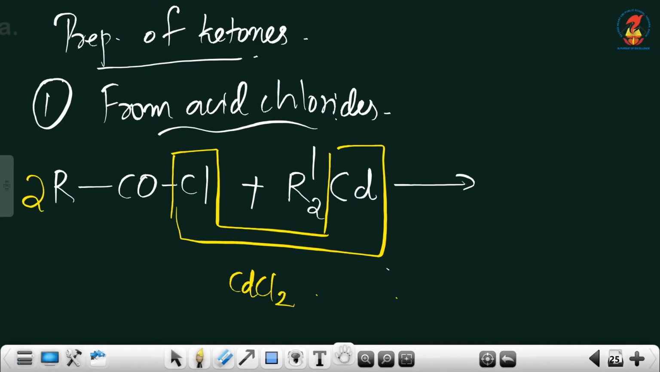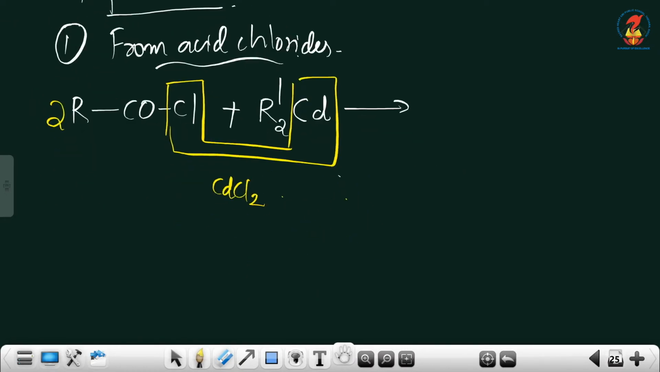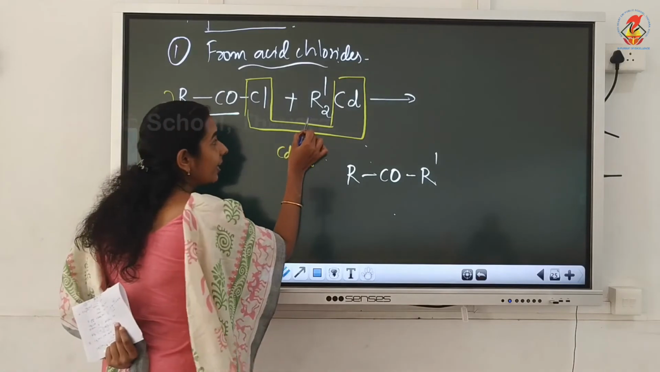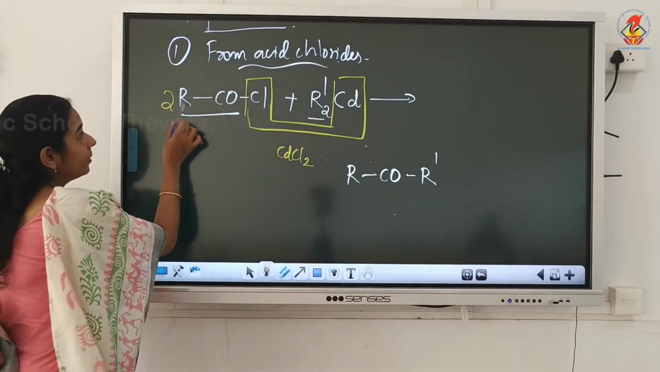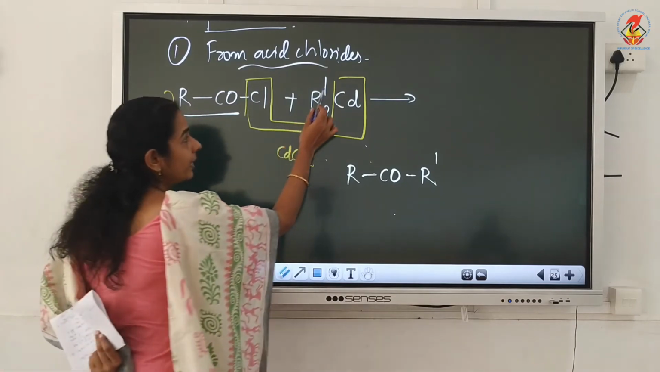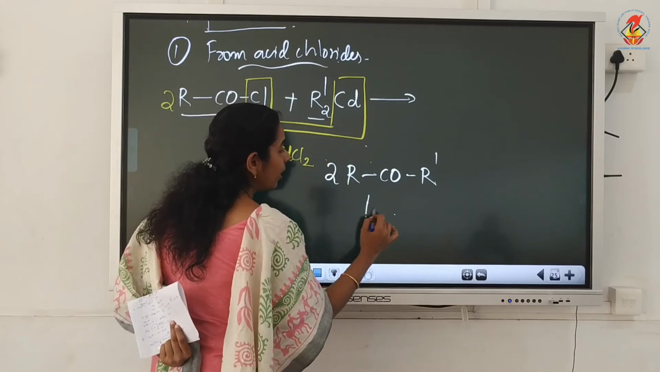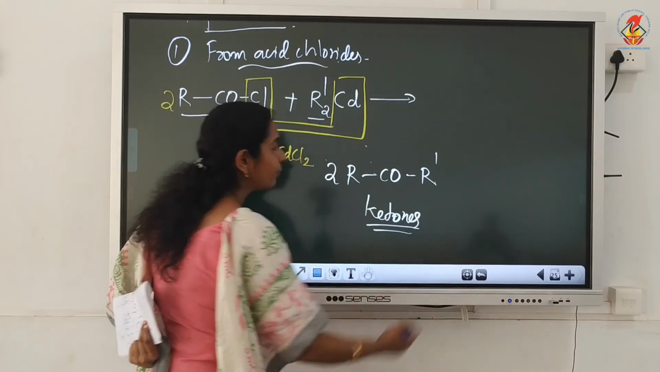Okay, but when you write the equation you must be very careful. In this reaction there is a chance to make a mistake. The product is RCO, then combined with the alkyl group which was attached to cadmium. So what you will get? RCOR dash. The acyl part will be attached to the alkyl part from cadmium. Now how many acyl groups do we have? Two. How many alkyl groups are here? Two. So how many molecules of ketones can we get from here? Two.